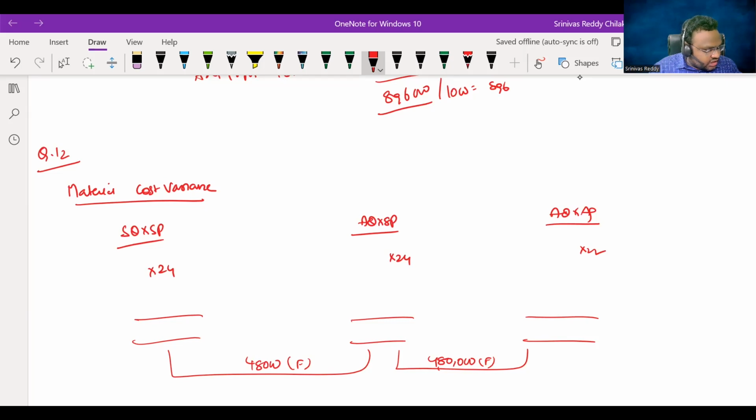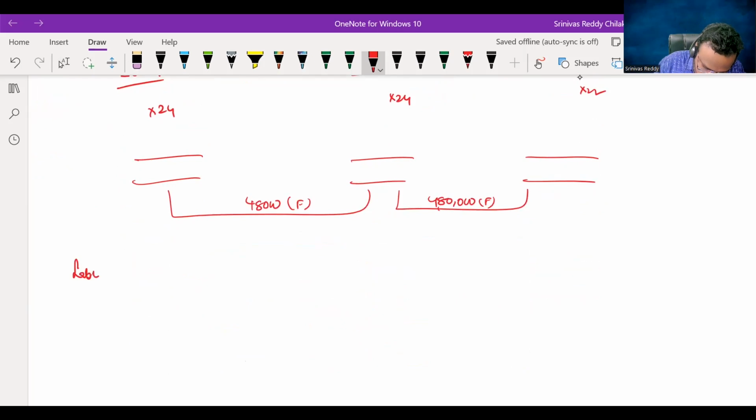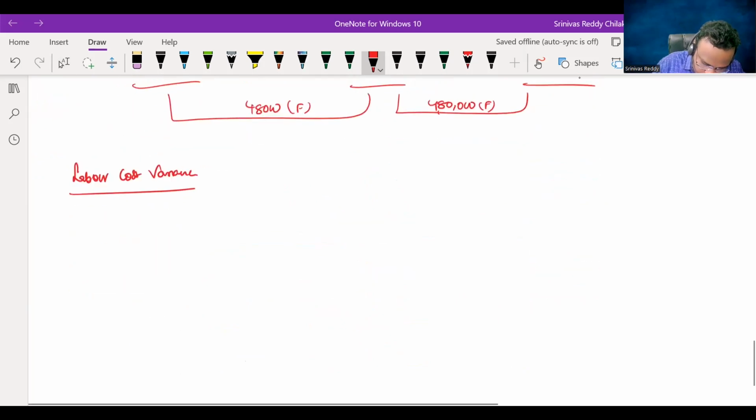And labor rate variance, labor efficiency. So that also we will try to work out. Labor cost variance. Standard hours into standard rate.